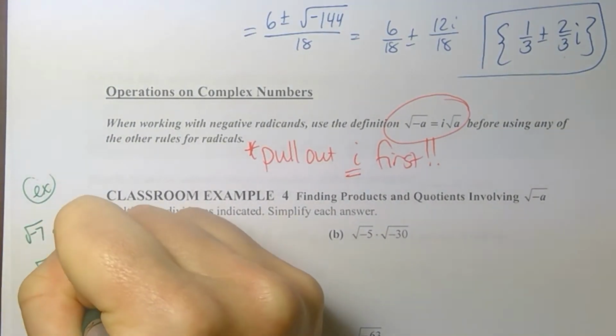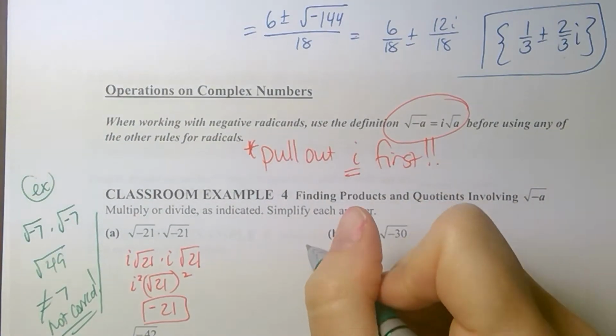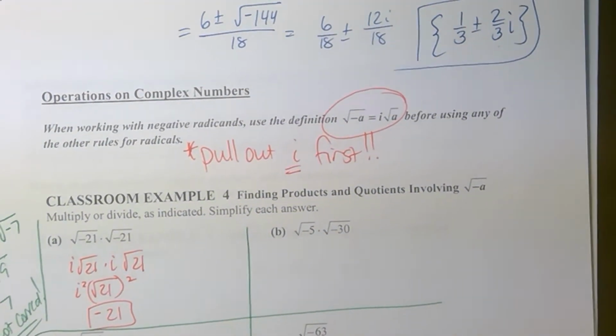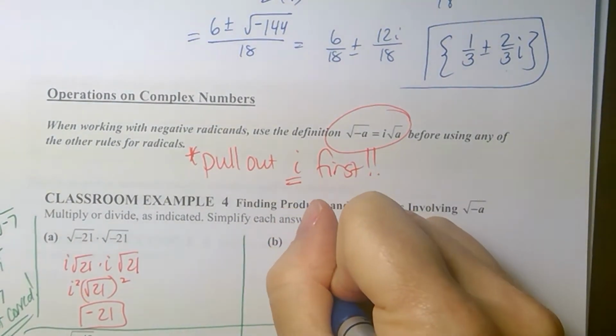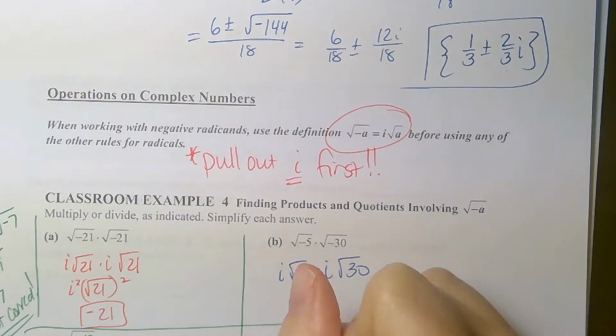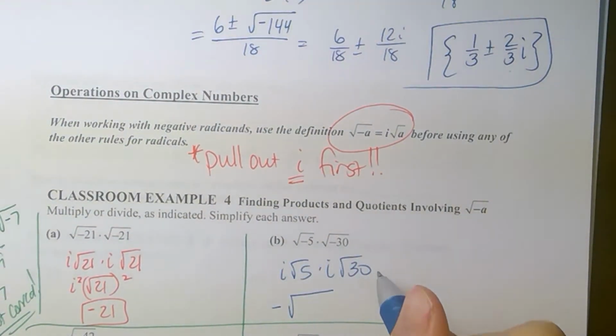Make sure you always pull the negative out from underneath the radical before you perform any other operations. You'll end up in a bad place, a wrong solution. On this next one, that means that would be i square root 5 times i square root 30. Well, i times i is -1, so a negative square root of 5 times 30, which is 150, and then I need to see about simplifying that.